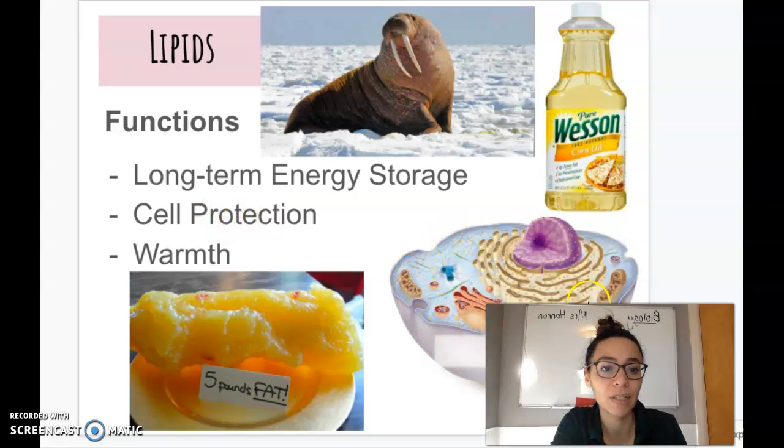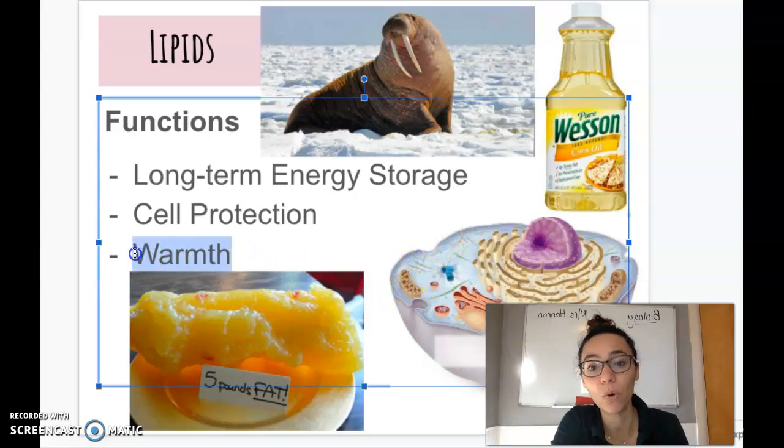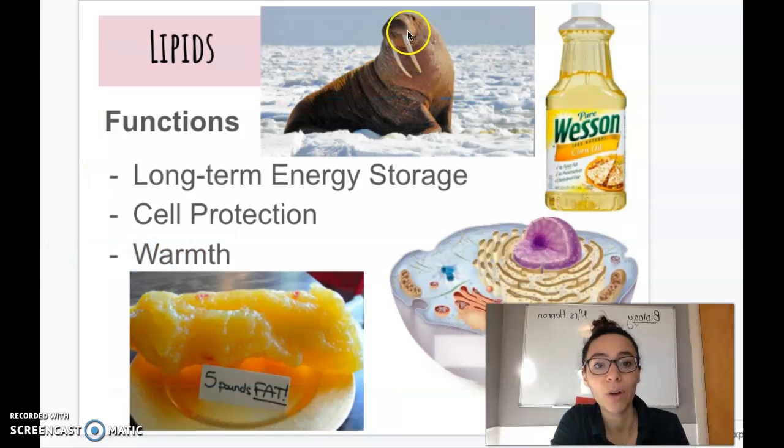They also protect our cells. This is a picture of a cell. The layer around the outside is called a cell membrane. That is made of lipids, made of fat. So it helps to protect our cells. It also helps keep us warm, right? If you are an animal like this walrus that lives in very cold water, you need to store a lot of fat to survive. Otherwise, they would freeze in the cold water. So the fat helps to keep us warm.